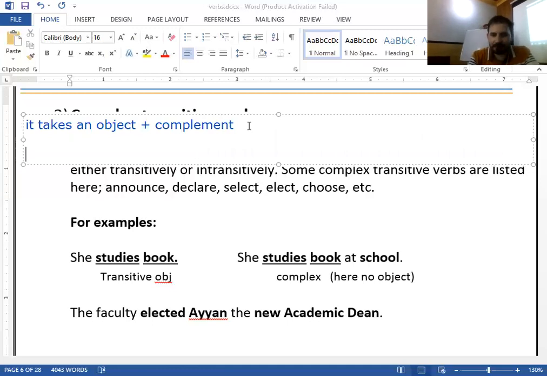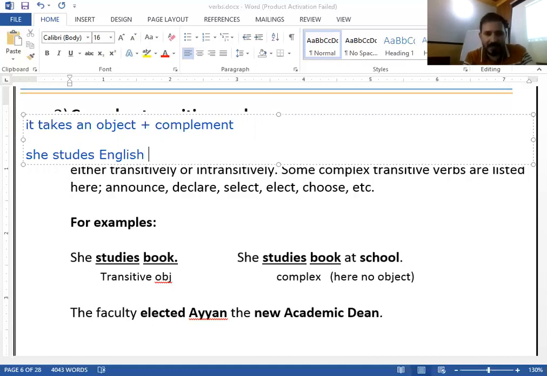If I say she studies, what? She studies English. Here, English means the object. English is the object, and after that, the complement comes. She studies English. Where?